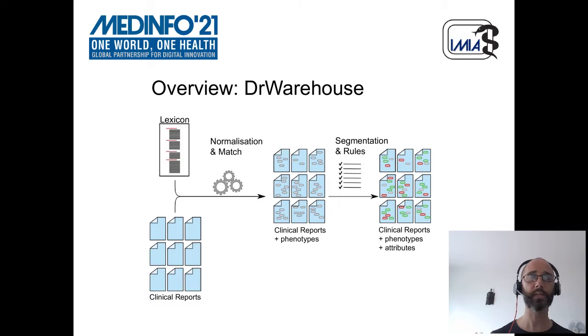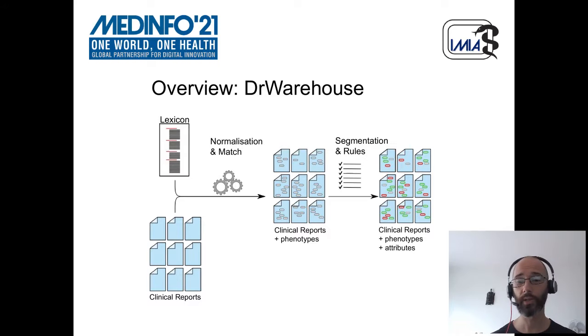The way it deals with text data, and more precisely the extraction of phenotypes as a representation of a patient, is by matching clinical reports to a lexicon using a pattern and exact match. So it finds occurrences of terms that are contained in the lexicon inside the clinical reports, and then, in order to have some contextualization about these phenotypes, it applies some segmentation and rules on top of it.